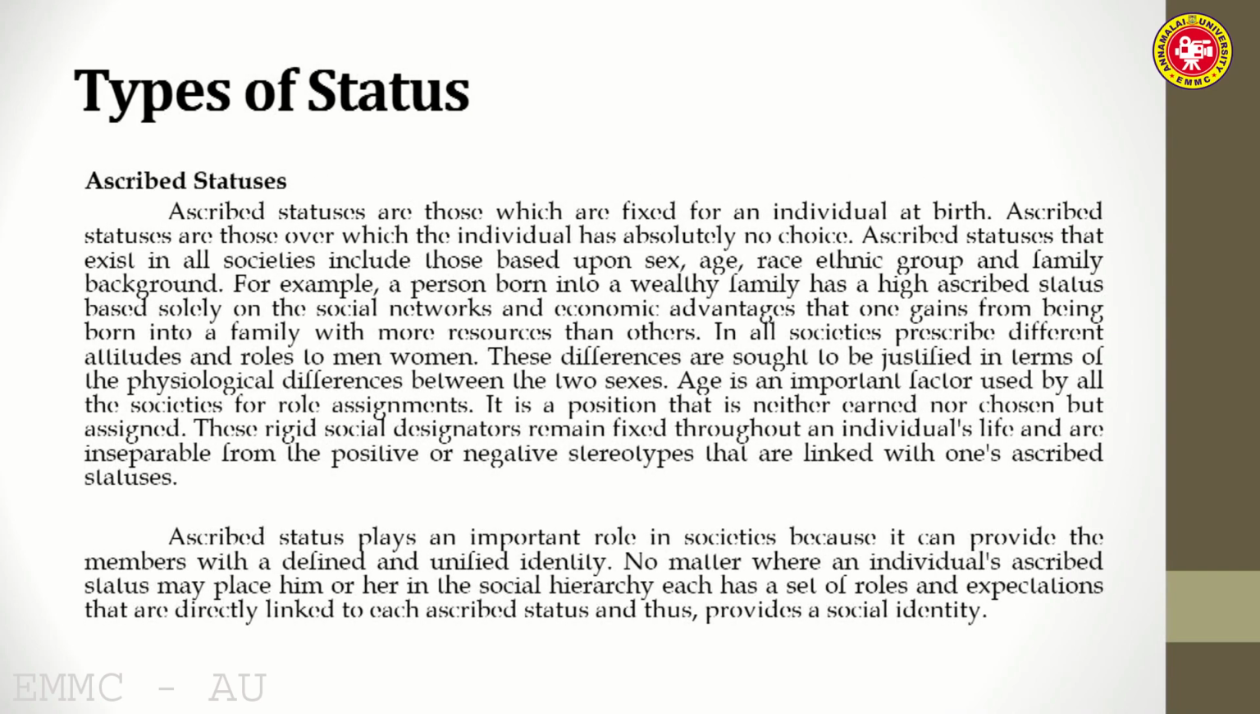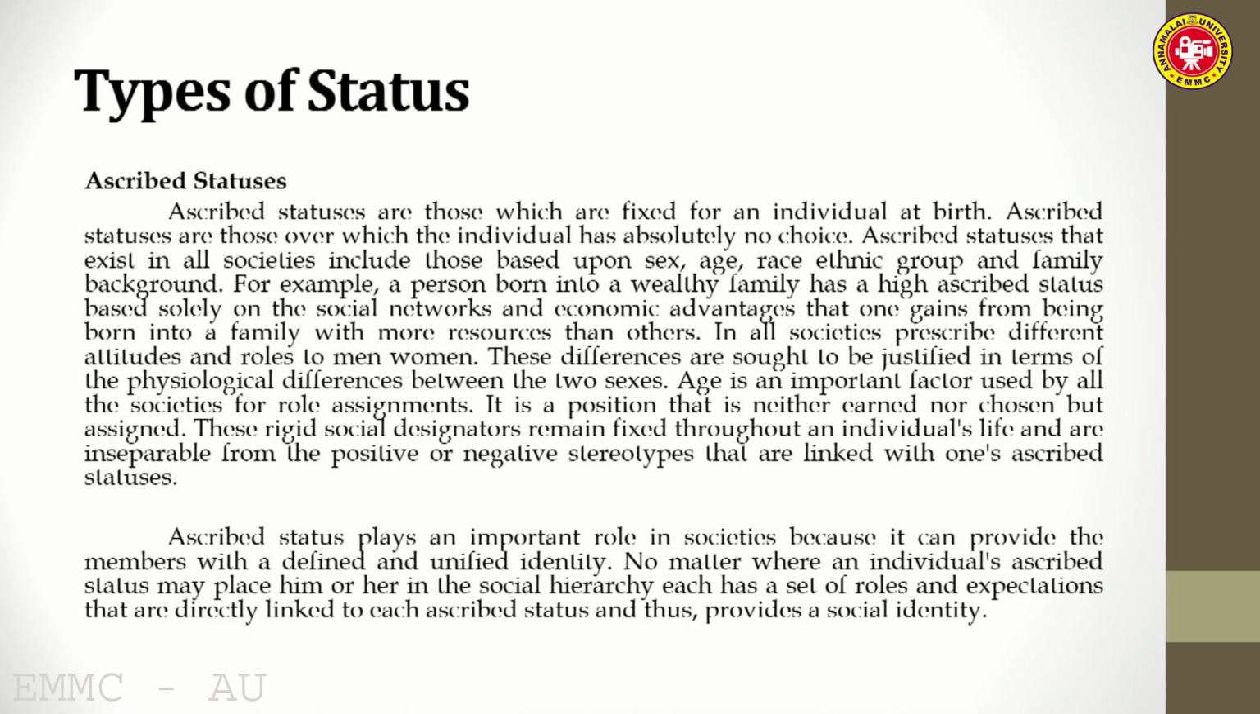Then types of status. There are two different types of status. One is ascribed status, another one is achieved status. First we discuss ascribed status. The ascribed statuses are those which are fixed for an individual at birth.